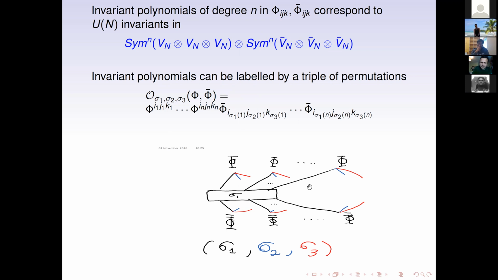However, this is a little bit redundant because if I take n factorial, n factorial, n factorial, that's too many invariants. And the reason for that invariance is precisely the symmetrization of the phi's and the symmetrization of the phi bars. So how does that translate in this permutation language?